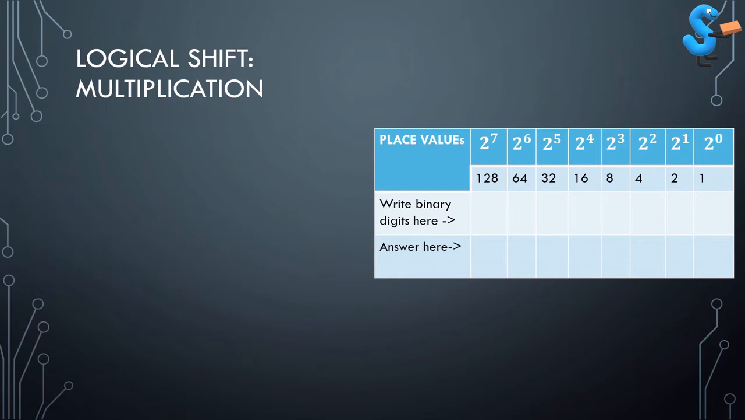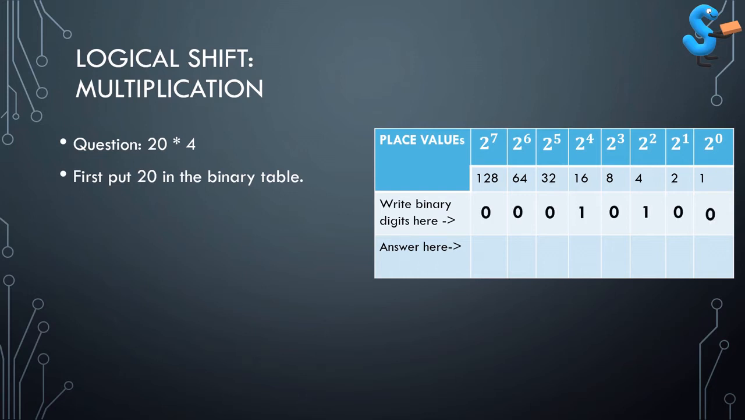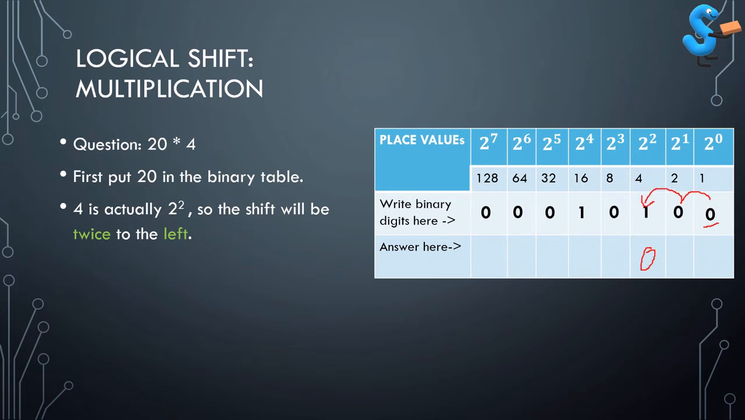So our question is 20 multiplied by 4. The first thing you need to do is put 20 in the binary table. Then you need to know that 4 is actually 2 to the power of 2. So your shift will be twice to the left, which means that this bit here would move twice and end up here. And the same thing would happen for each and every bit in this table.